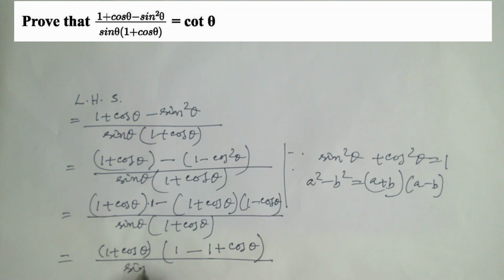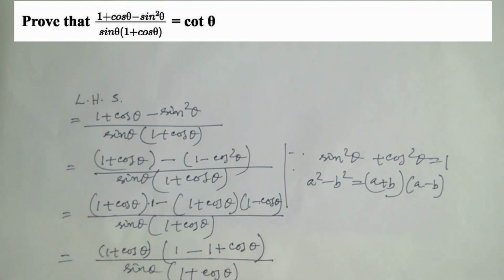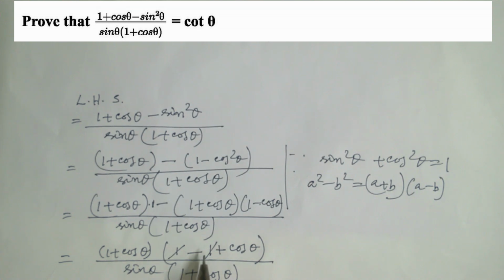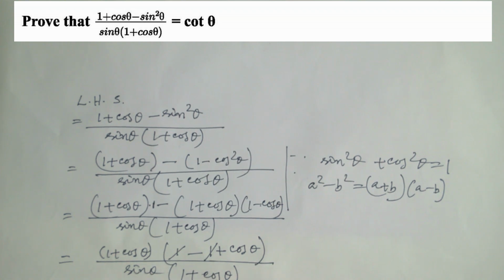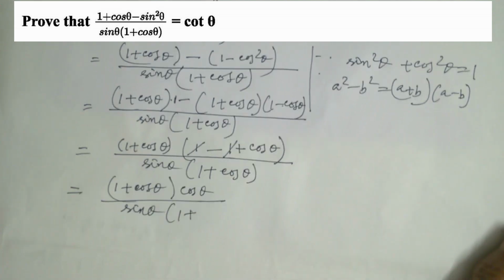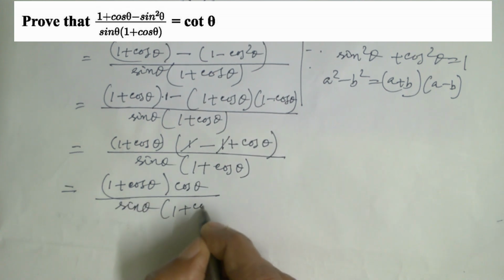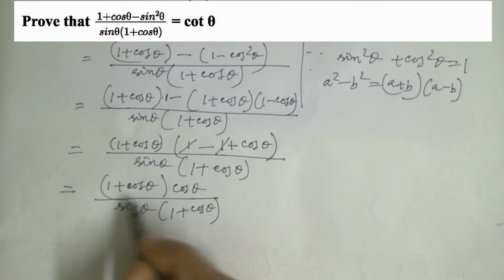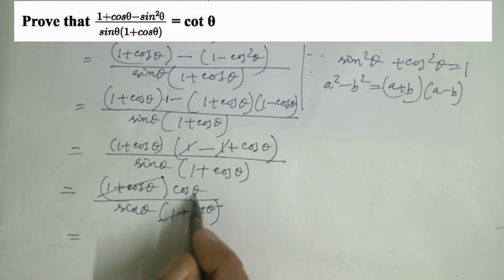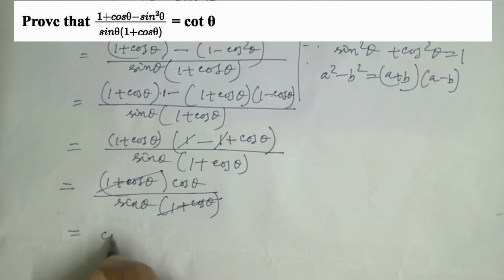Upon sin theta into (1 plus cos theta), that is equal to, 1 cancelled out, so (1 plus cos theta) into cos theta by (1 plus cos theta). 1 plus cos theta gets cancelled out, so cos theta by sin theta, that is equal to cot theta, which is the right hand side.